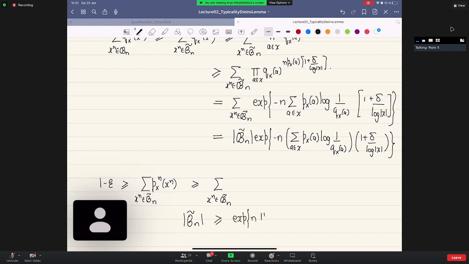Wait, don't we need something in between 1 minus epsilon and p of xn? I mean, we need something separating the first and the second terms, right? Sorry? We need something separating the first and second terms. I think we need this.